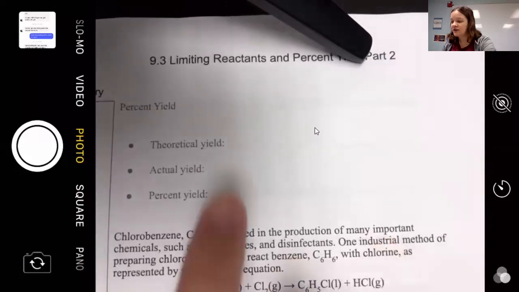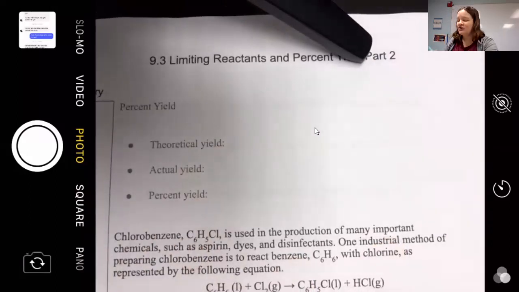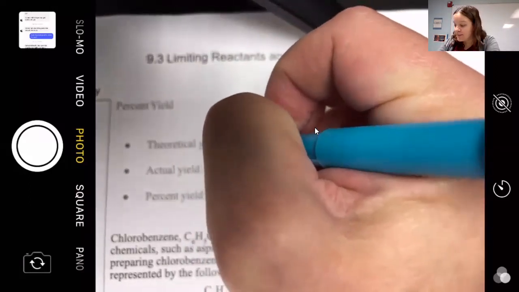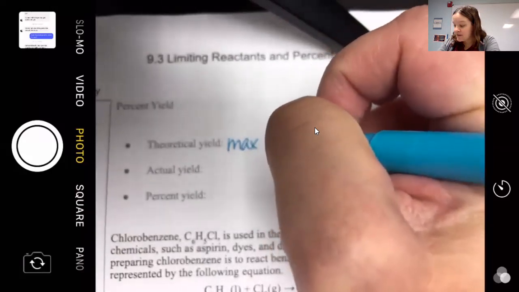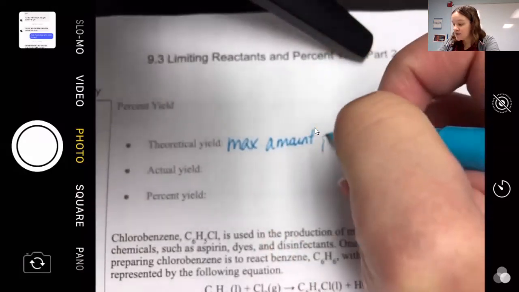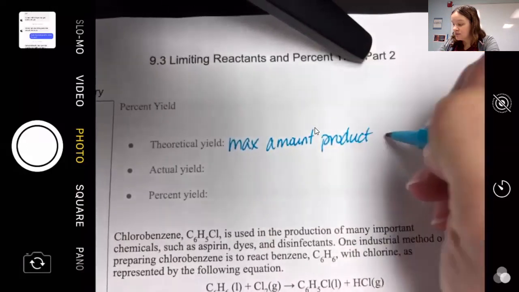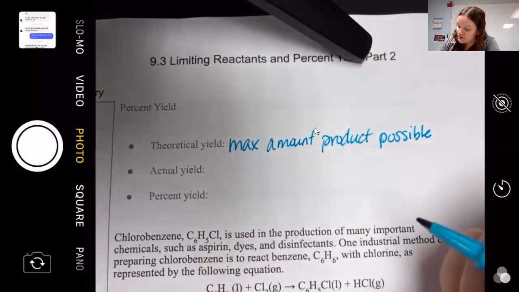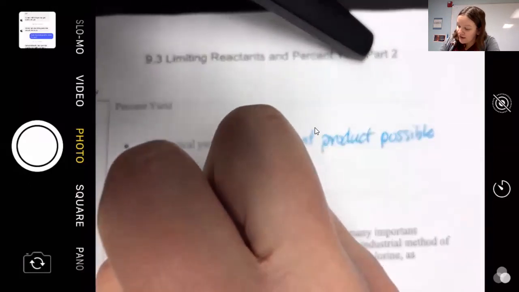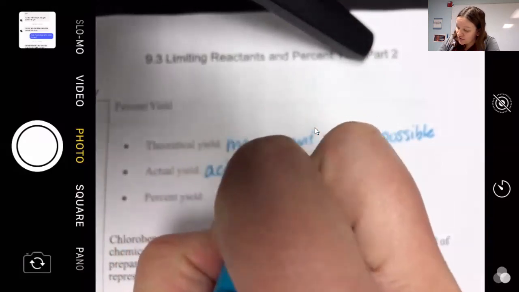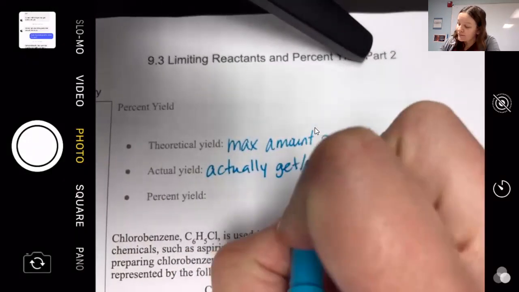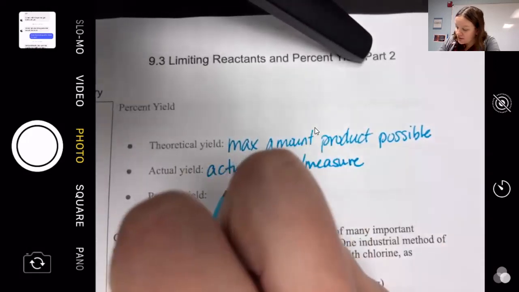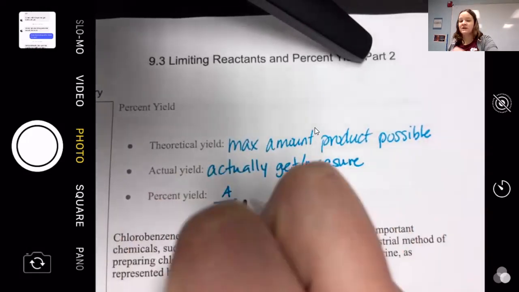Okay, so you should have filled in your definitions here, just in case you didn't. We'll do it now. So the theoretical is the max amount of product possible. The actual is what you actually get or measure in the lab. And then the percent yield is your actual over theoretical times 100%.